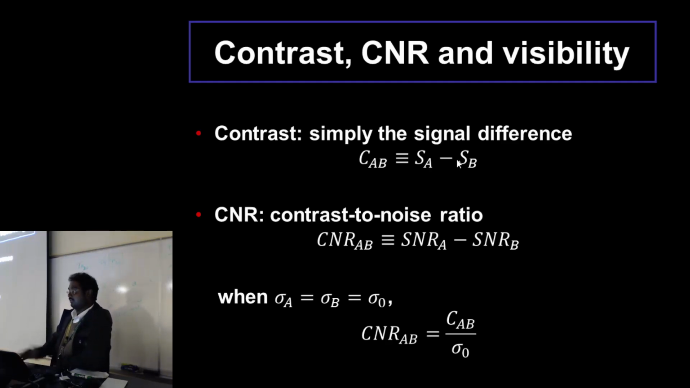Originally, if there was no noise, it's just a signal difference, but in the presence of noise, it's the ratio that becomes important. So signal A minus signal B divided by sigma naught, assuming signal A and signal B have the same noise standard deviation. If you have different noise standard deviations, then that's SNR A minus SNR B, which includes SA by sigma A, SB by sigma B. Is that clear to you guys? Right, so that's the contrast to noise ratio.